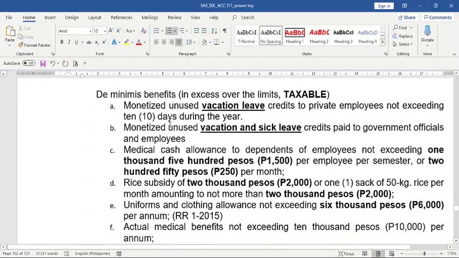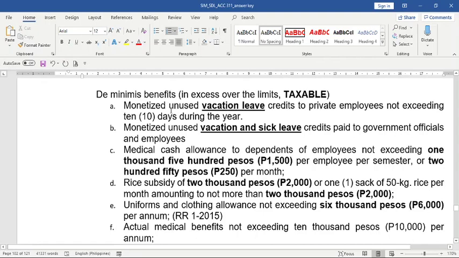So what are the taxable ones? Okay, these are the de minimis benefits. In excess of it, over the limit, it becomes taxable. Anyway, we already discussed this last time, so let's just recall, okay? So, what are the de minimis benefits that are not taxable? The excess is taxable. Part of, if it's rank and file, it becomes part of other income. But if it is for managerial, the treatment changes again.